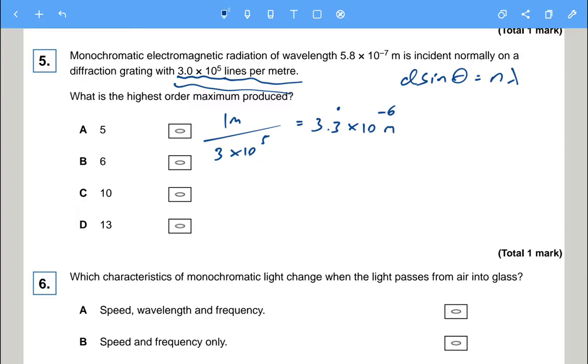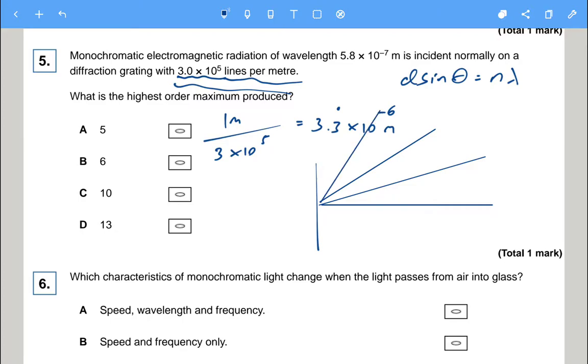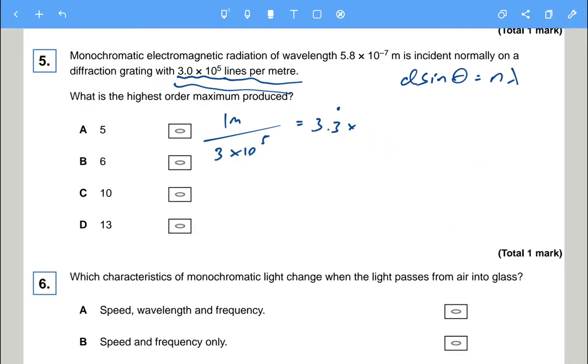Another thing we could talk about is when you've got your diffraction grating, the light typically you'd have an n equals 0 line. Then you might have n equals 1, n equals 2, n equals 3, whatever it may be. The maximum angle it could possibly come out at is 90 degrees. So our angle is 90, so it's sine 90, and if you put that in your calculator, sine 90 is 1. That's 10 to the minus 6 meters.